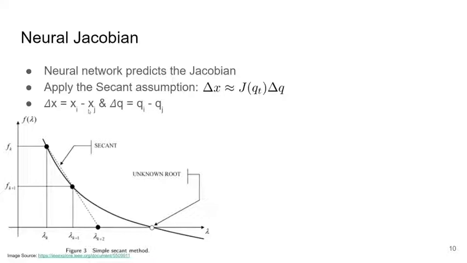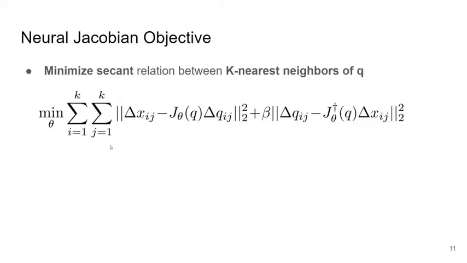And so x_i, x_j, q_i, q_j are just poses of the robot, basically, and the differences between them. And here the secant constraint is just saying, well, for two nearby points, we can draw a straight line between them, which is what the approximation is saying. So the objective function we minimize in the neural Jacobian method says, let's minimize the secant relationship between the k-nearest neighbors of some desired training example q's angles.